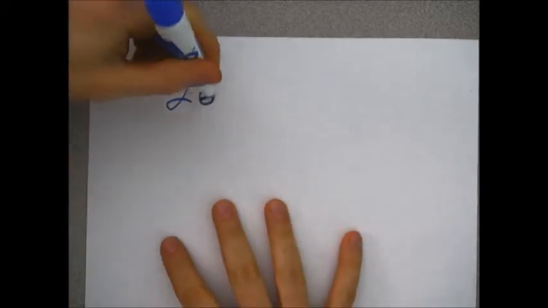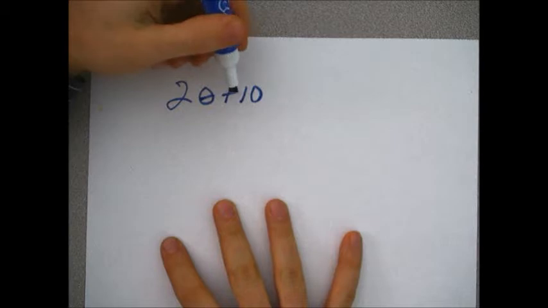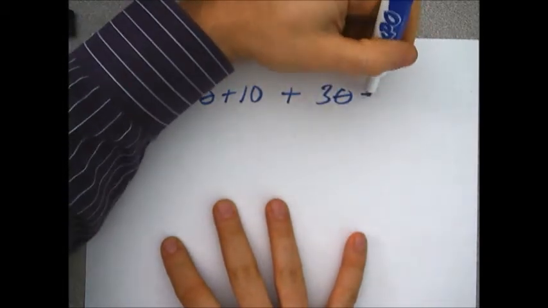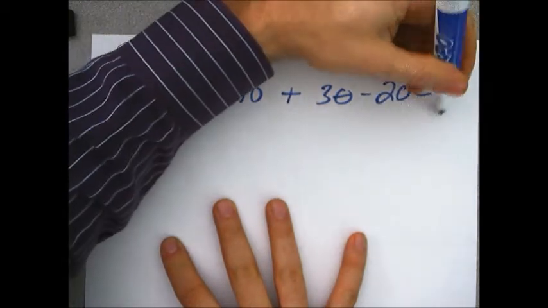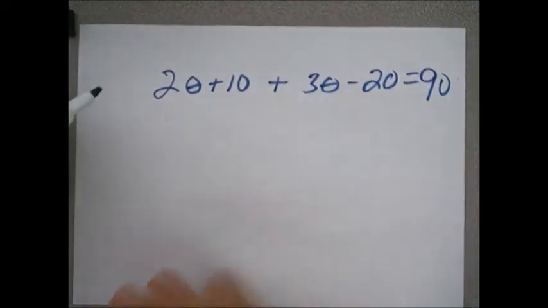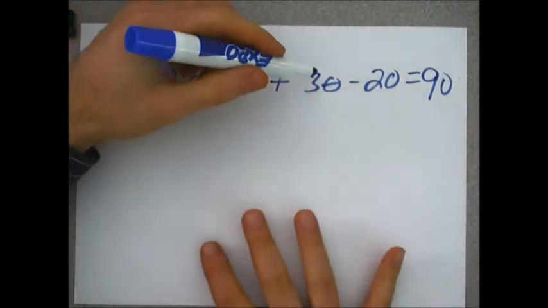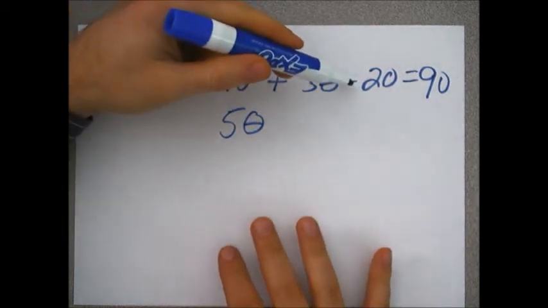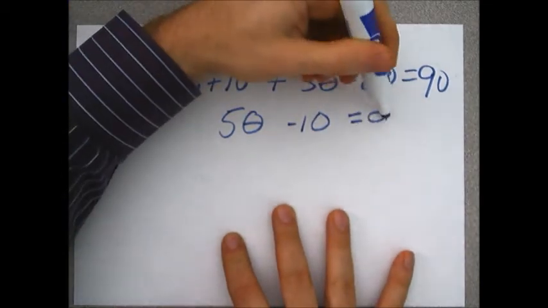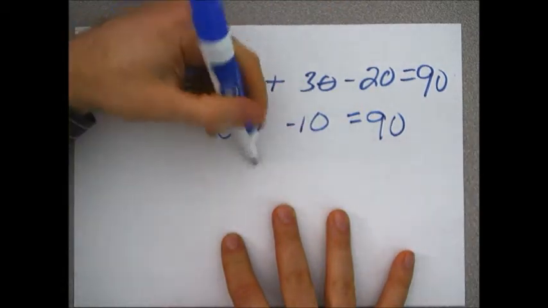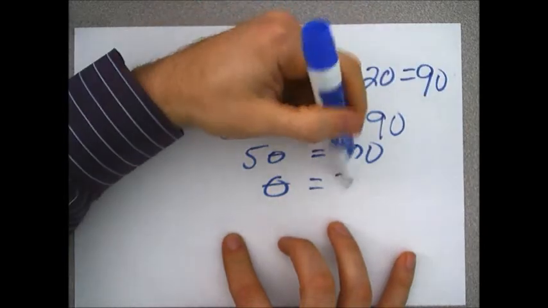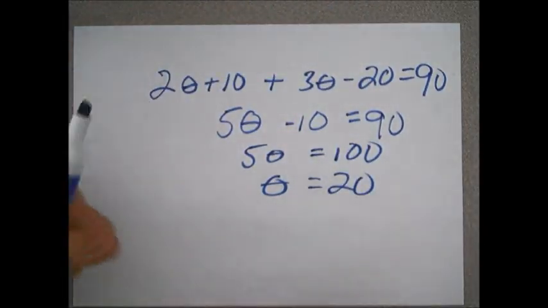90. Okay, so I'm going to say that I have 2 theta plus 10, so that's one angle, plus 3 theta minus 20, and we're going to say it's equal to 90. And you're going to think of theta just as a variable, right? So 2 theta and 3 theta is what? 5 theta. And 10 minus 20 is what? Negative 10, and that's equal to 90. So you add 10 and divide by 5. Divide by 5 gives me what? 20. Okay, so if theta is 20, now the question becomes, what are my angles?